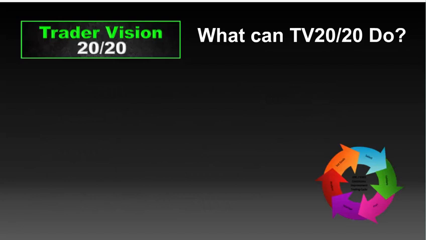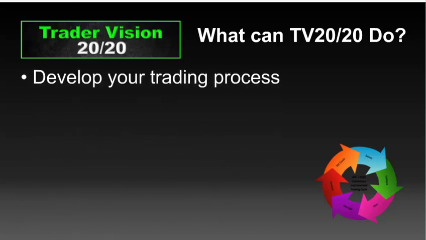And that's what TraderVision is built to do. It's built on a continuous improvement cycle of setting goals, selecting trades to meet those goals, validating trades against your goals and against your trading rules, planning those trades, managing those trades, and then analyzing your performance so that you can improve everything. So TraderVision can help you develop your trading process and the rules under which you trade. And we'll get into what that means when we do a demo.